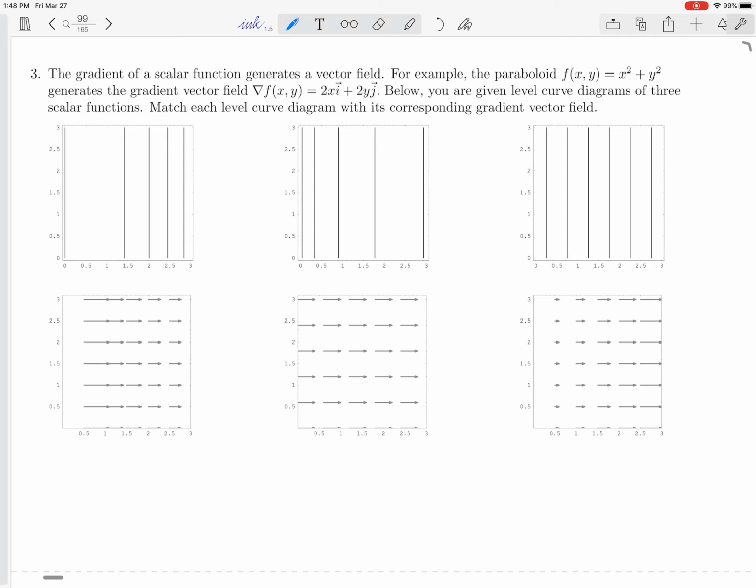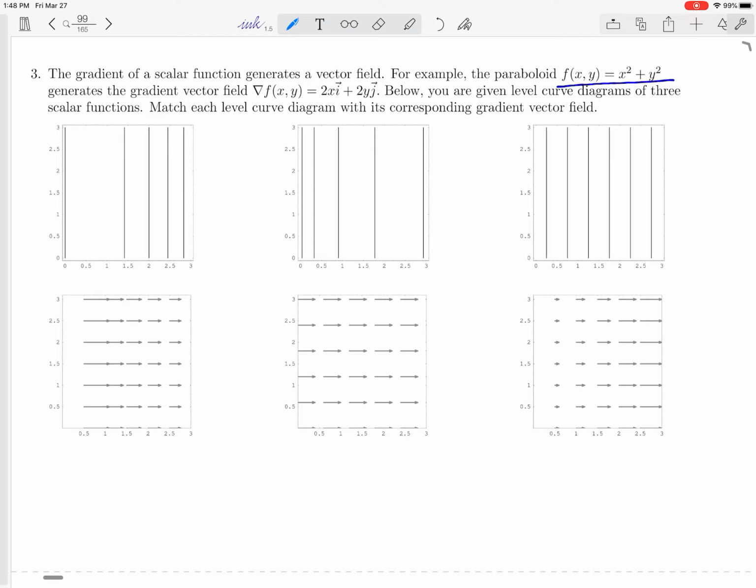So at the beginning of this chapter, or this section 17.3, I said that vector fields are like a new idea, but that's not entirely true. We have seen vector fields before, we just didn't call them vector fields. But when we computed the gradient of a scalar function, we really generated a vector field.